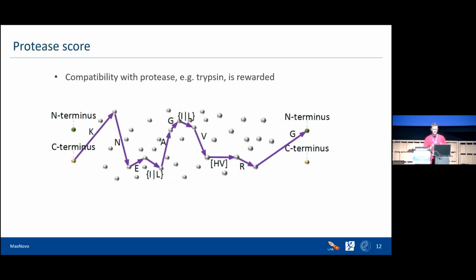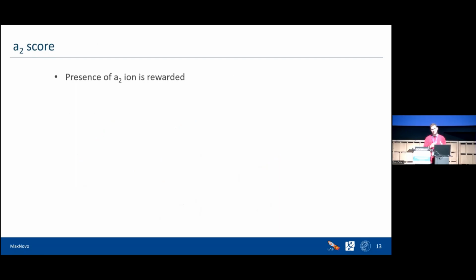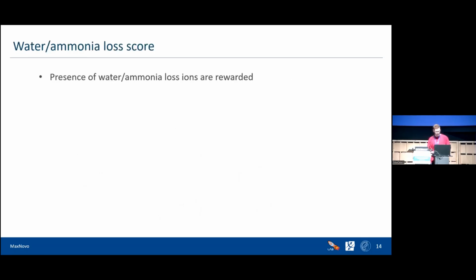Protease score is pretty straightforward. If termini of the pathway are consistent with the protease we used, then this pathway gets a reward. For pathways that come from B ions, we also check for the presence of A2 ion, as this is one of the most consistent features of B series, and in the presence of A2 ion, we reward the pathway. And if we see water or ammonia loss ions, we also reward the pathway.